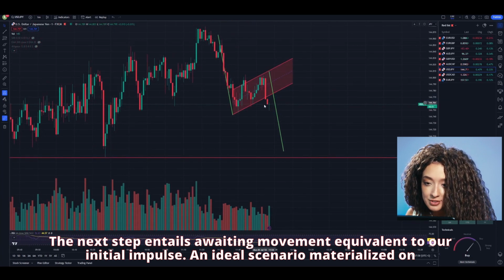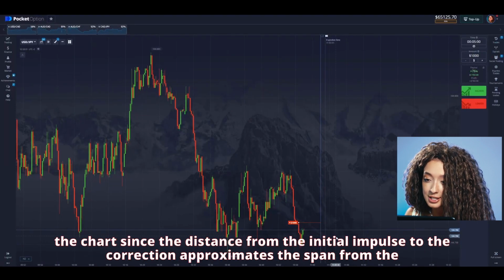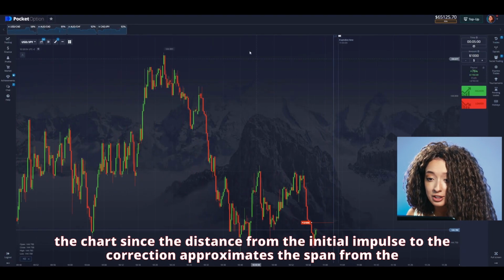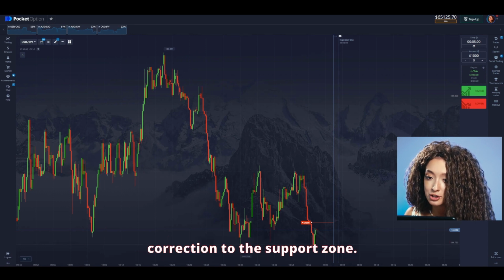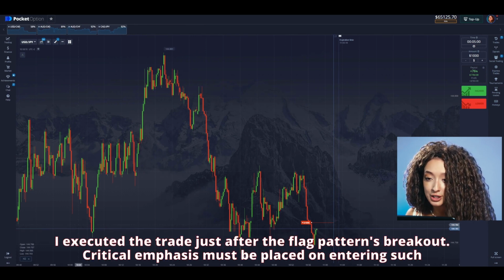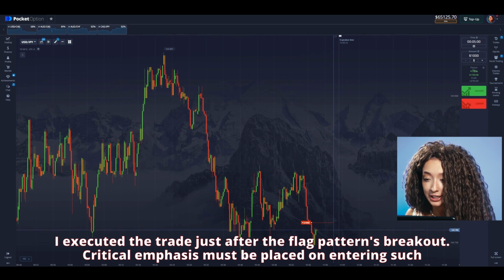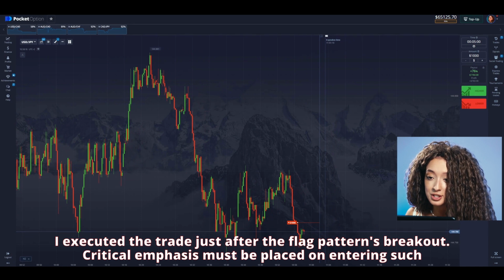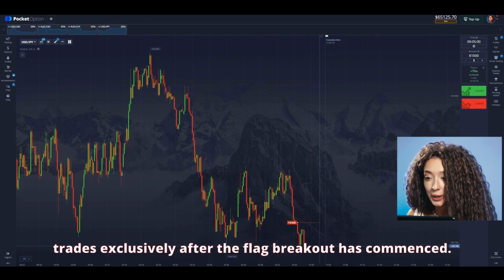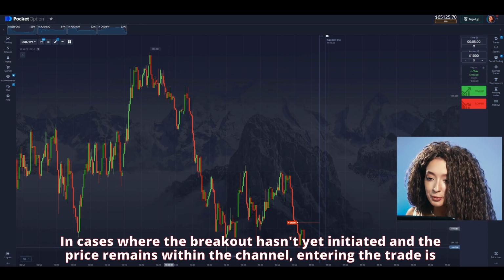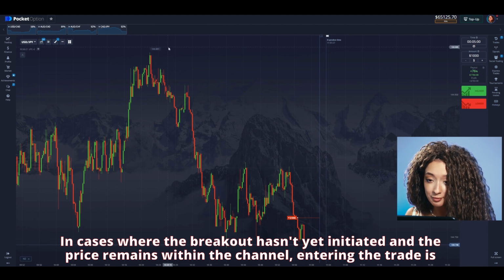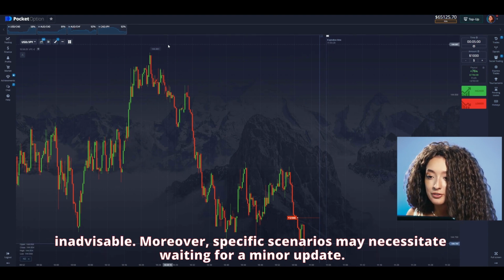An ideal scenario materialized on the chart, since the distance from the initial impulse to the correction approximates the span from the correction to the support zone. I executed the trade just after the flag pattern's breakout. Crucial emphasis must be placed on entering such trades exclusively after the flag breakout has commenced. In cases where the breakout hasn't yet initiated and the price remains within the channel, entering the trade is unadvisable.